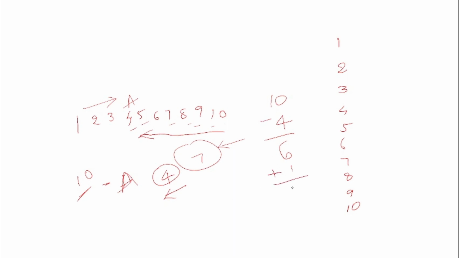Why are we adding plus 1 here? From the right side there are 6 members before A. So if you want A's position, we need to count A also, right? Before A there are 1, 2, 3, 4, 5, 6, but we need the position of A. That means we have to also add A here. So A's position from the right will be 7.